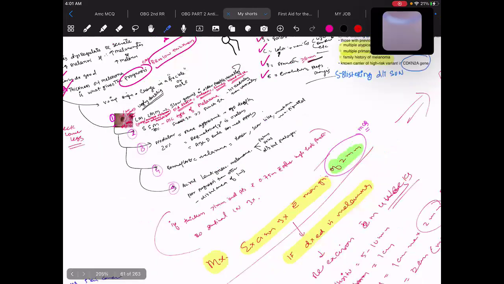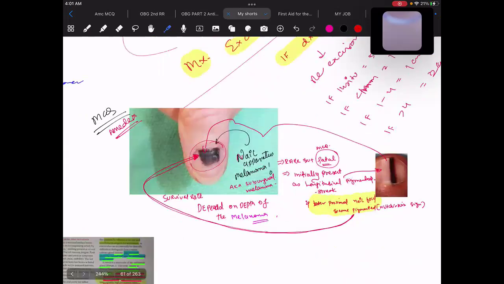Then I remember one important point, and that is this one: nail apparatus melanoma. Okay, nail apparatus melanoma. It is rare and fatal. It is also called subungual melanoma. Please remember that you need to differentiate it from subungual hematoma. That looks the same, but subungual hematoma will involve most of the nail bed. Okay, but as you can see over here, this is a late presentation of nail apparatus melanoma.